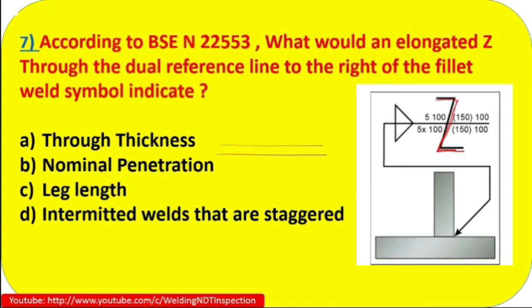If it is welding, this will be weld, then there will be a gap here. Intermediate welds that are staggered, you see here. So this is 150, meaning this gap is 150, and this is 100.